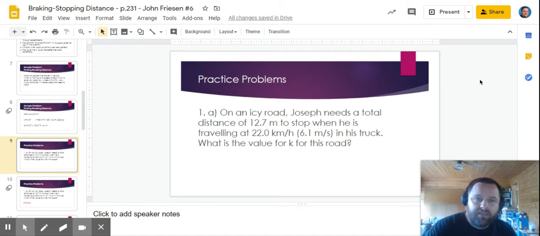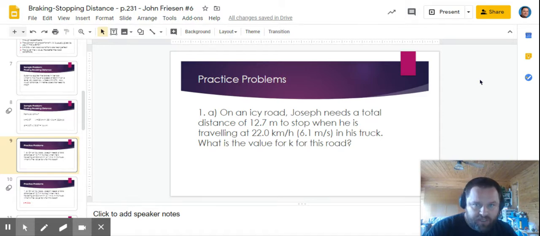All right, first practice problem for braking distance. On an icy road, Joseph needs a distance of 12.7 meters to stop when he is traveling at 22 kilometers per hour, which the calculation's already done for you is 6.1 meters per second.